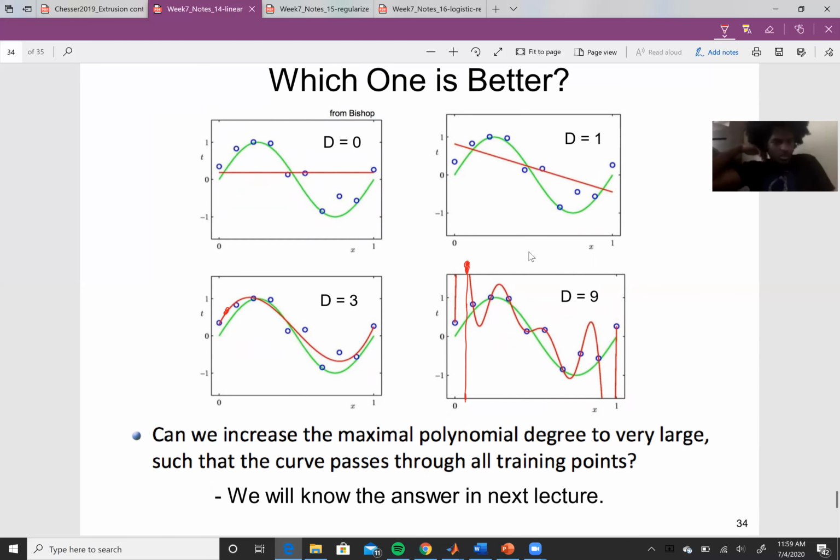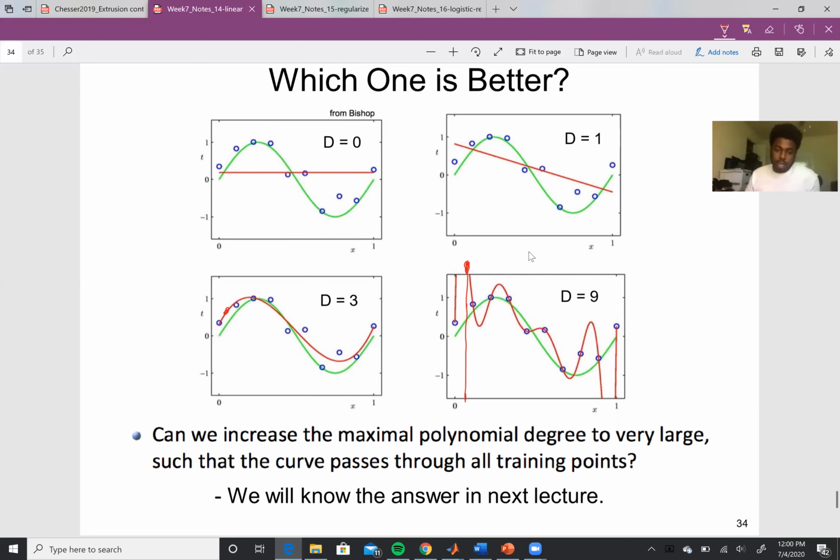Yeah, because if you look at d equals 3, you would say that's a pretty decent predictor. But if you look at d equals 9, you overfit in a lot of places. You're right. So just because you could have a higher degree polynomial doesn't necessarily mean it'll be a better predictor.